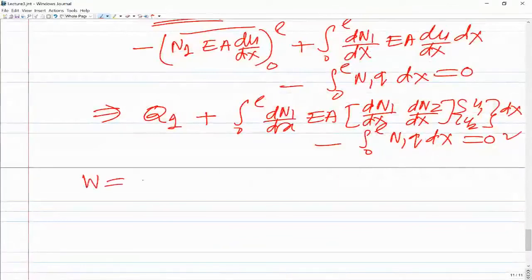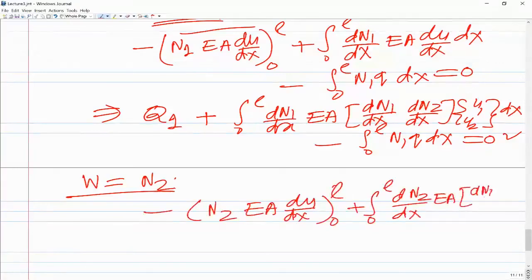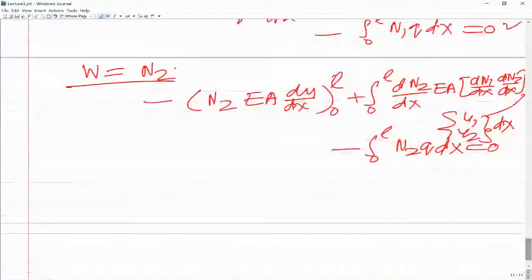Now similarly, if you take w equal to N2, the second weight function, we will have the weak form again, which will be minus N2 into EA into du by dx evaluated at 0 and L, plus integration 0 to L dw by dx, which is now dN2 by dx, and then you have EA into du by dx, and du by dx is dN1 by dx, dN2 by dx times u1 u2 dx, and minus integral 0 to L N2 q dx equal to 0. So this is what we get when we take w equal to N2.